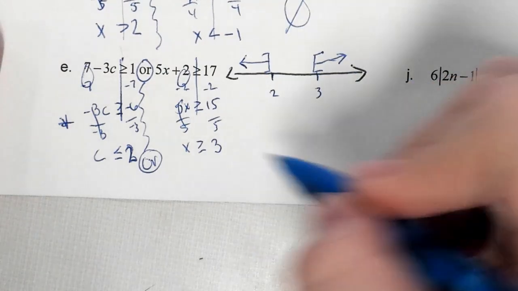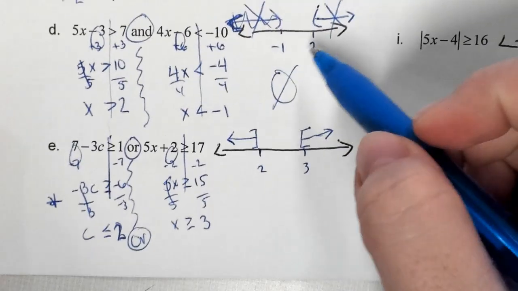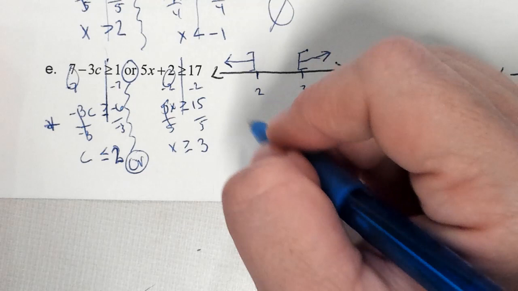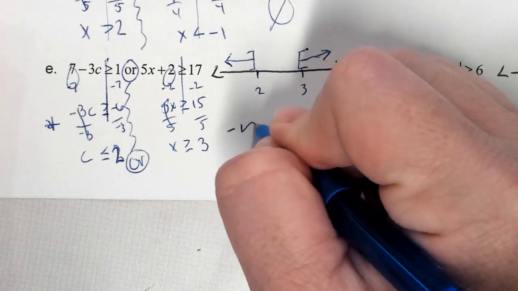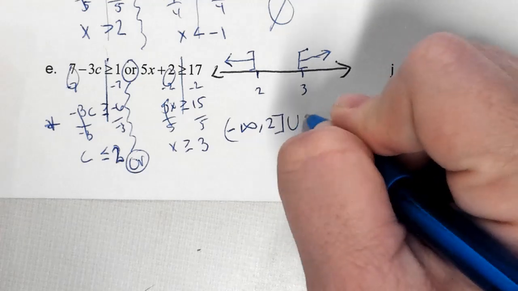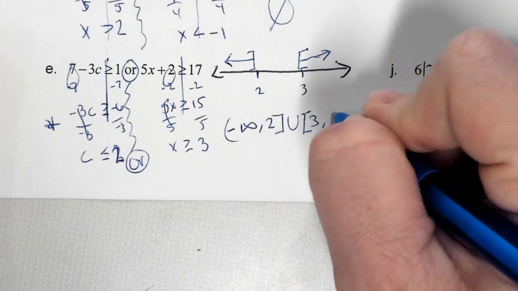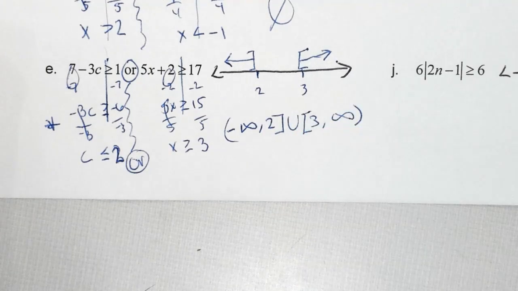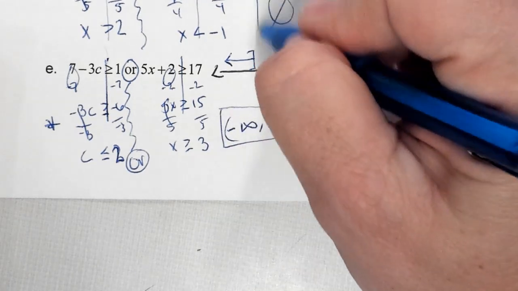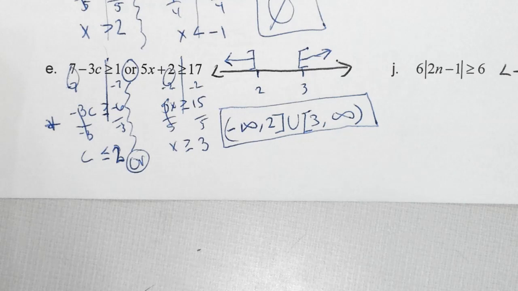So that's what this looks like, and this is an OR problem. So this was an AND problem, that's why it wasn't allowed to look like that, but since this is an OR problem, it is allowed. So it's the left forever, which is negative infinity, to 2 with a square bracket, has a gap, picks back up at 3 with a square bracket, and goes to the right forever, which is positive infinity. Okay, I know I didn't box the number line, but that is part of your answer, so it does have to be there.